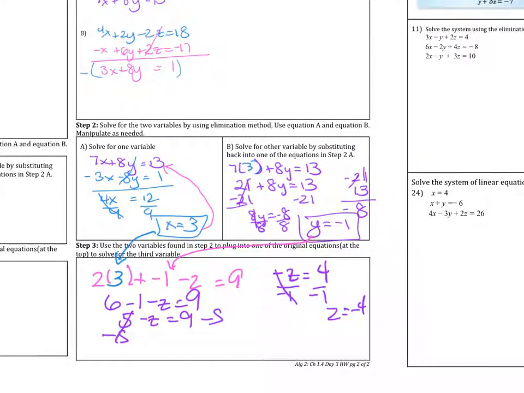So remember that when we're done, we have to write it as an ordered triplet, and that has to be x, y, z. So I write my final answer as 3, negative 1, negative 4.